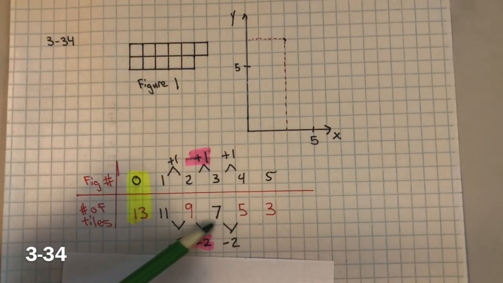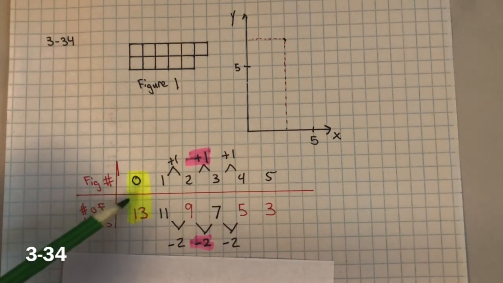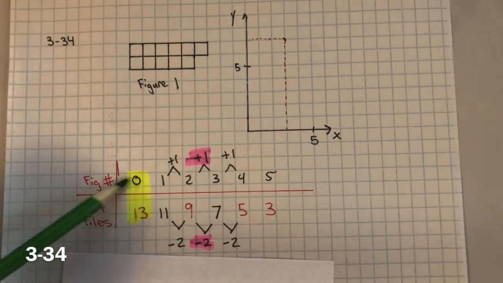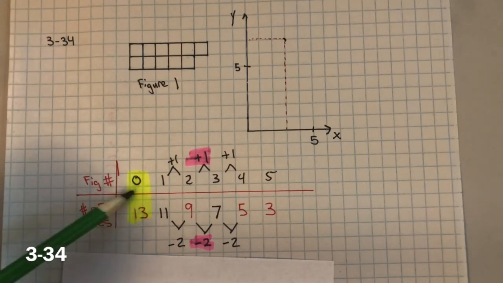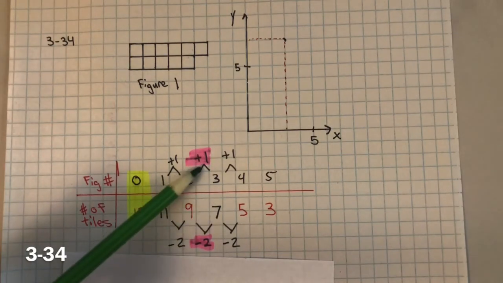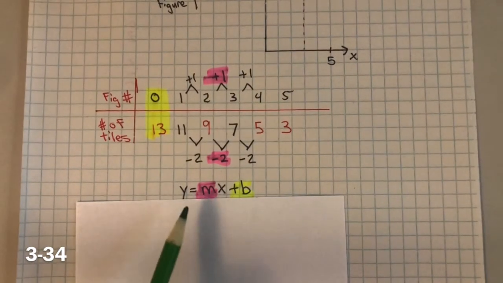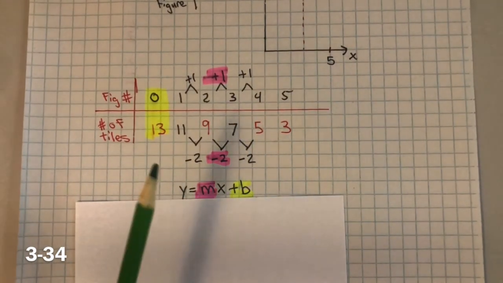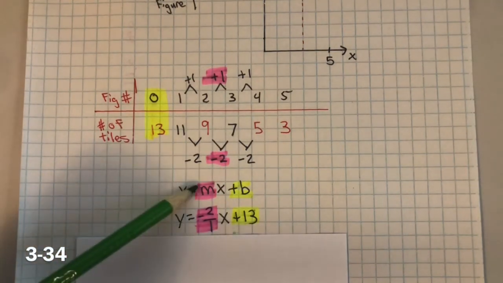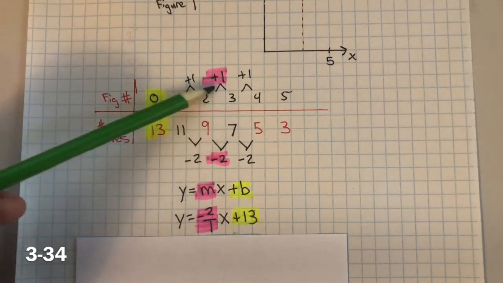And if I went to the left, I'd be increasing by 2 for every one figure number I'm decreasing by. And so I was able to get figure 0. Figure 0 is important because that is the y-intercept. So we have the y-intercept and we also have the rate of change, the difference of the y's over the difference of the x's. In slope-intercept form, y equals mx plus b, we have the rate of change, which is negative 2 over 1.